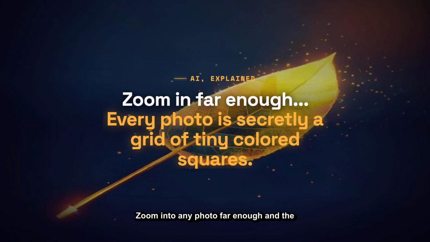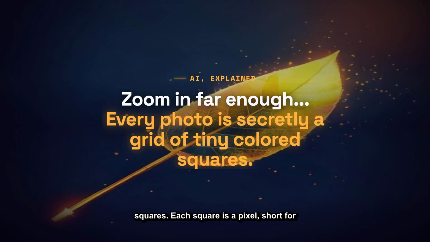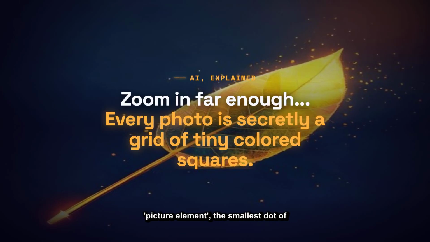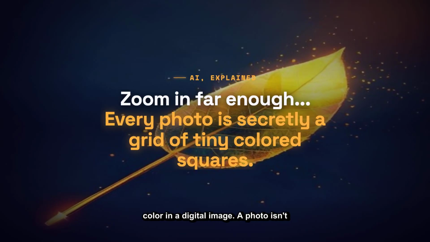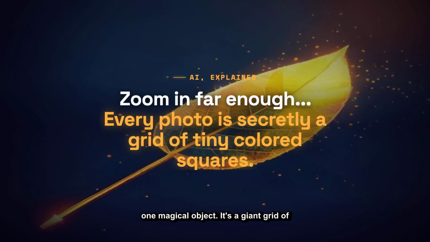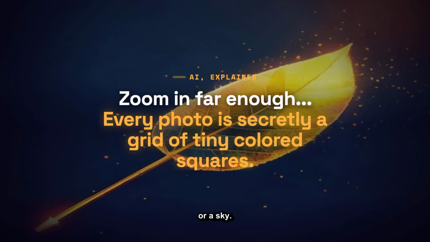Zoom into any photo far enough, and the smooth image breaks into tiny colored squares. Each square is a pixel, short for picture element, the smallest dot of color in a digital image. A photo isn't one magical object. It's a giant grid of pixel values your eyes blend into a face or a sky.